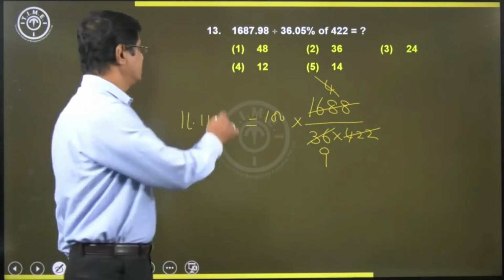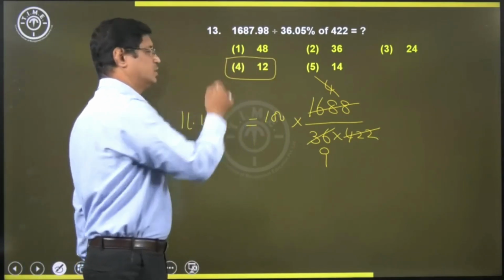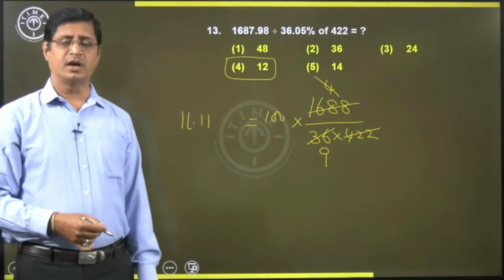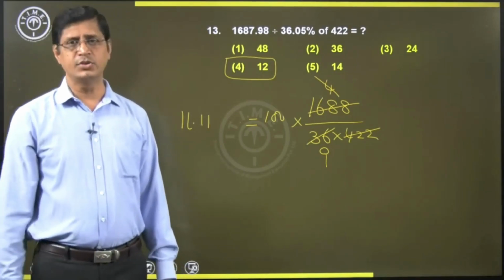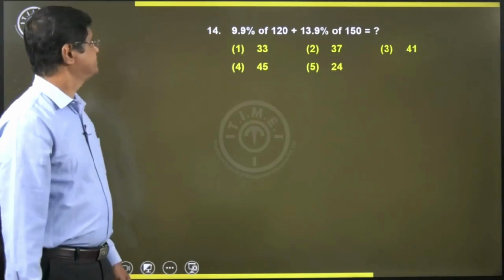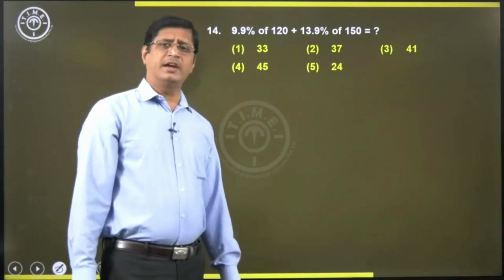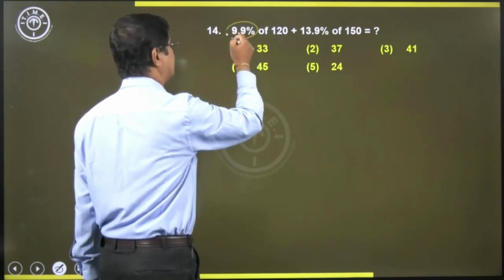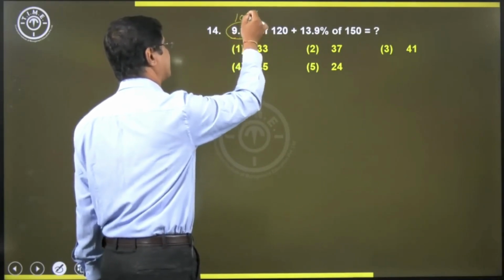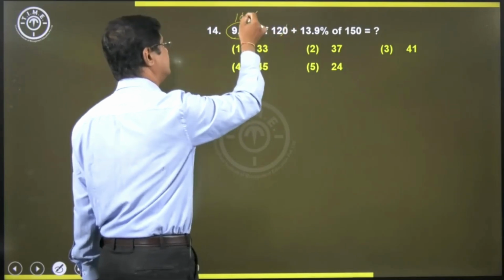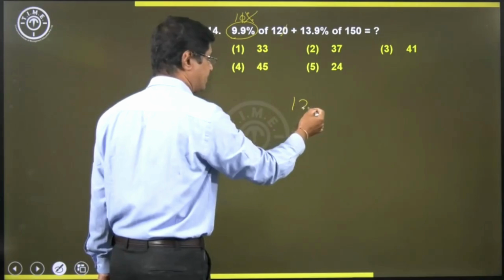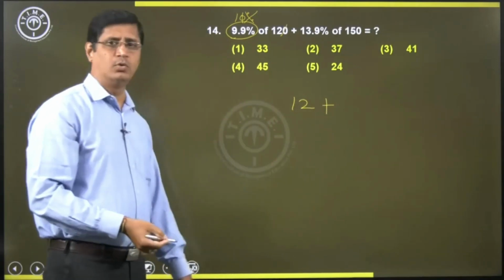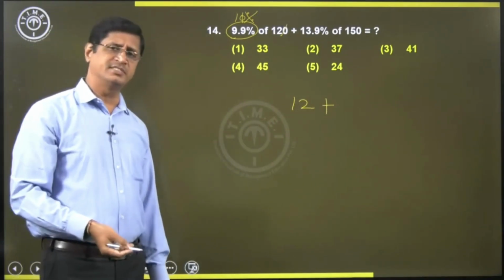11.11. What is the nearest value? That is 12. The right choice, option number 4. The value is 12. 9.9% of 120. 9.9% means approximately it is 10%. 10% means it is 12. What is the 10% value? 10% on 120, that is 12.